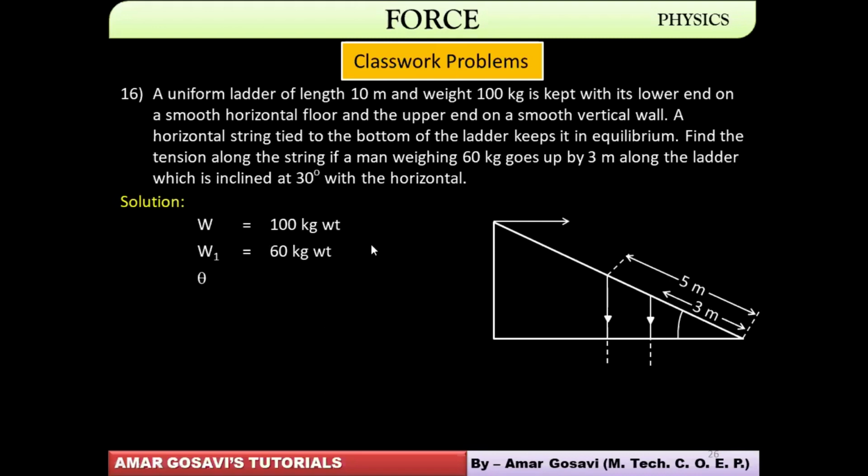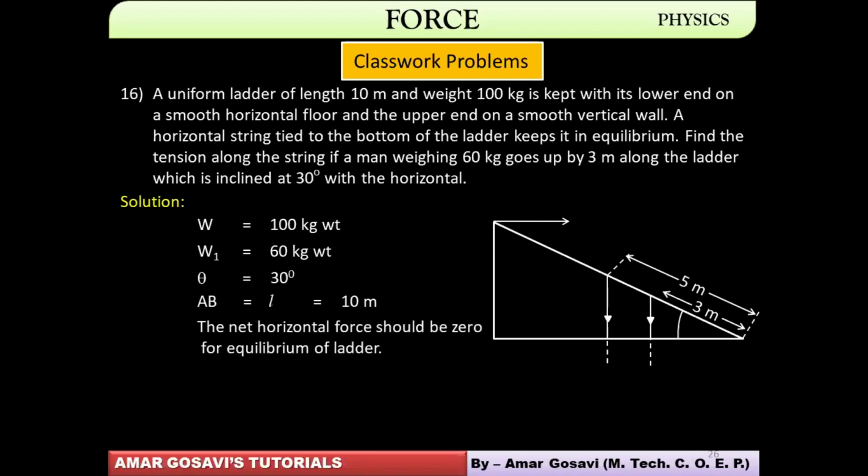Let's proceed then. Theta, the angle of inclination for this ladder, they say is 30 degrees. AB is the length of the ladder, which is equal to 10 meters. You have to calculate it in an inclined way. So the central point will be at 5 meters, you can see. The net horizontal force should be zero for the equilibrium of the ladder. If there is some horizontal force, what will happen? The ladder will shift in that direction. But because we are assuming the equilibrium of the ladder, the net horizontal force should be zero. That's an understood condition.